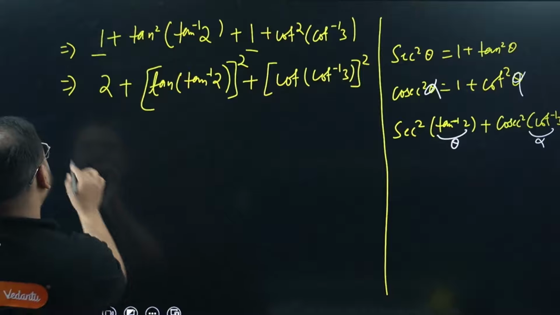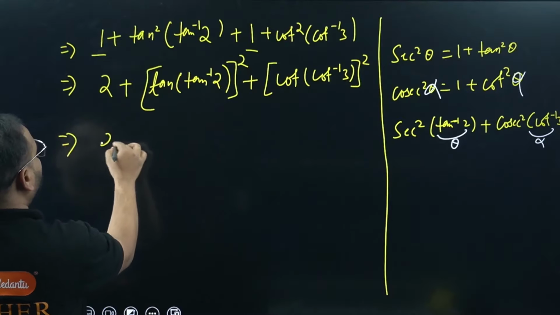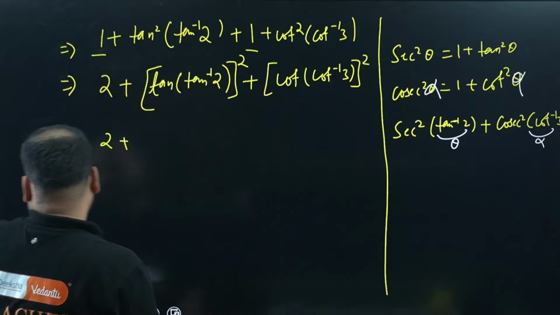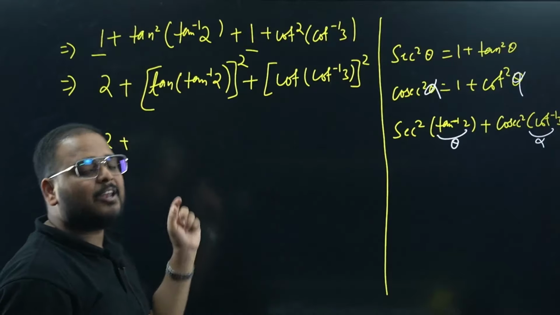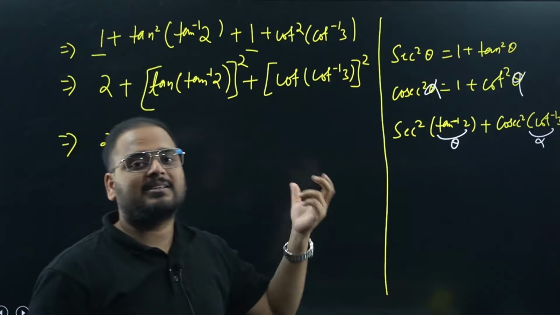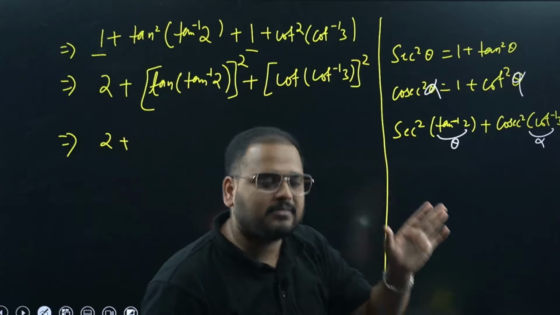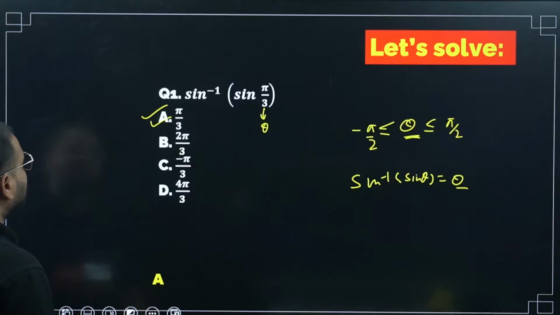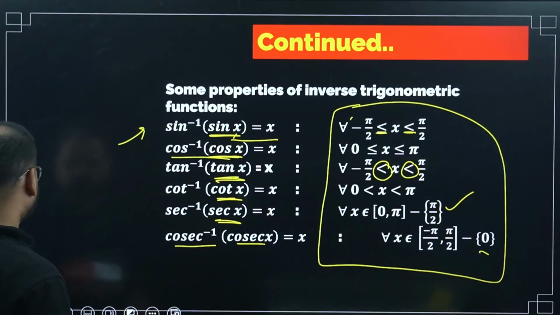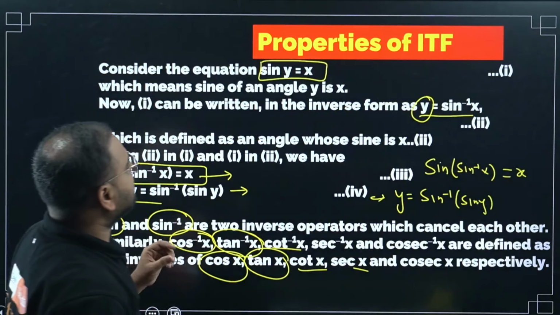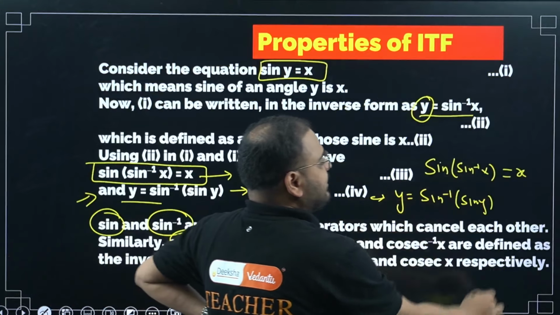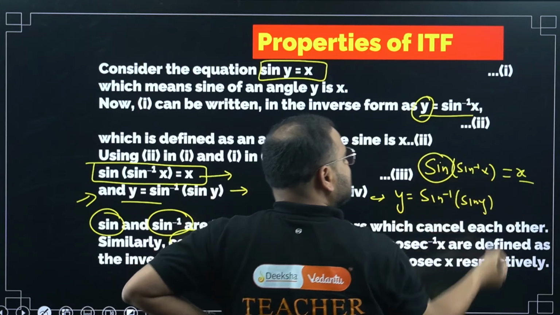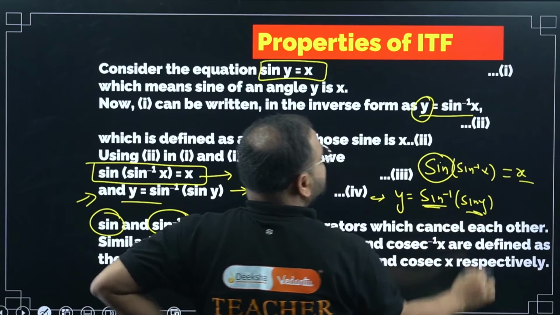Now moving on. 2 plus, what is tan of tan inverse of 2? Just 2. We learnt in the first slide that sine of sine inverse of x is x, and sine inverse of sine of x is also x. Both are true. Both conditions we learned, no? Check if you are missing that part. I will show you here: if I take sine first, even that will give the same result, and taking sine inverse first gives the same result.